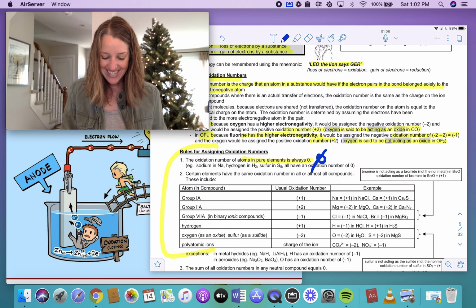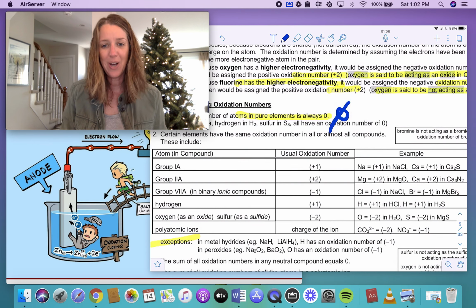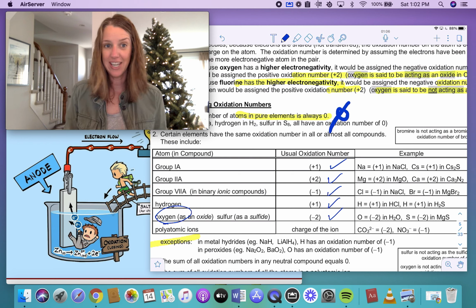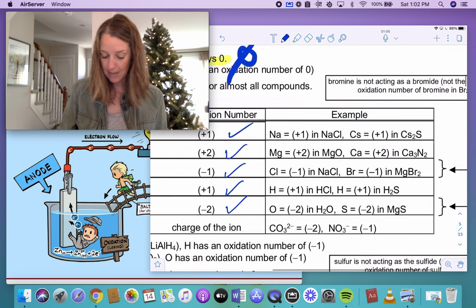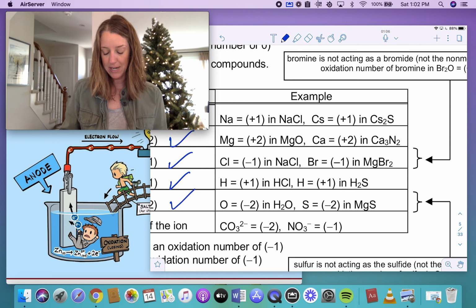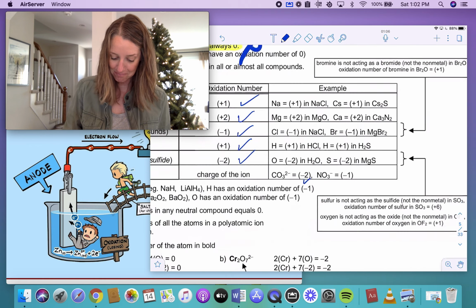Okay. Number 2, certain elements have the same oxidation number in all or almost all compounds. And of course, group 1 is +1, group 2 is +2, fluorine is -1. Oxygen as an oxide or sulfur as a sulfide is -2. And a polyatomic group of ions, we're just going to keep it grouped together. Of course, it's going to have the charge of that ion. So for example, carbonate, CO3 with a 2- charge, the oxidation number of that carbonate is going to be -2. Okay, fairly easy.